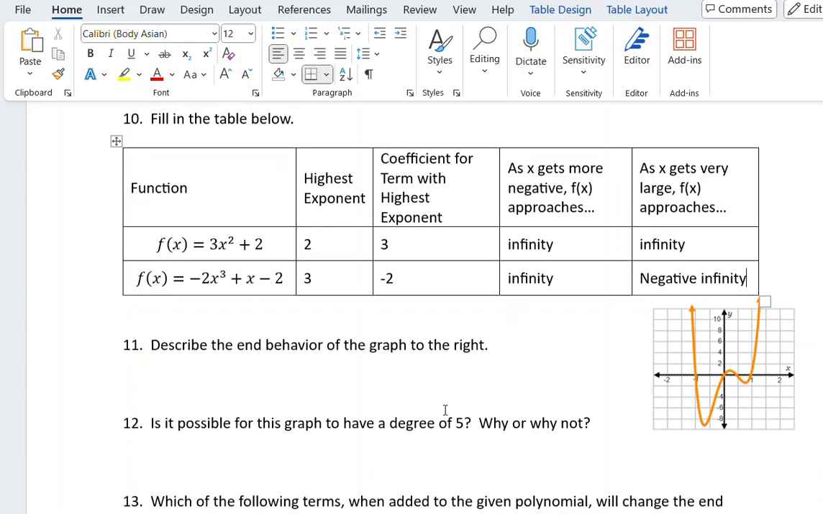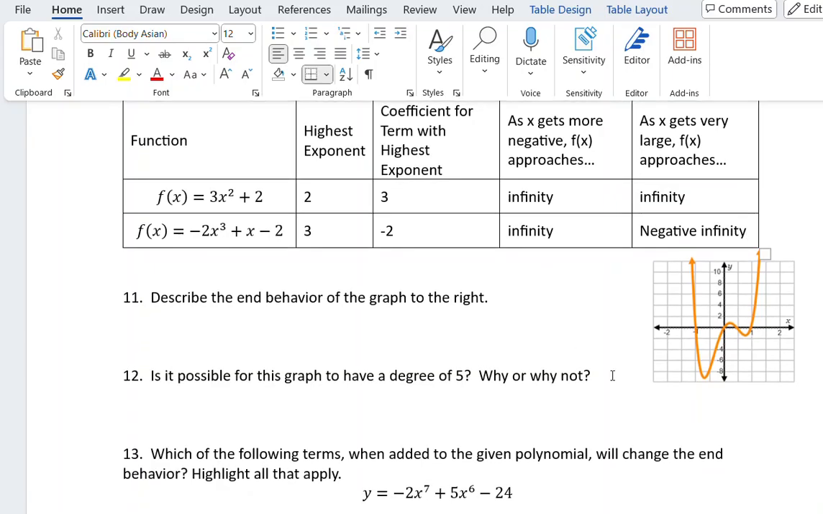Question 11 says to describe the end behavior of the graph to the right. So this graph, I see that it's rising on both sides, rising to the left and rising to the right. Or I could say that it approaches infinity as x gets more negative and as x gets very large.